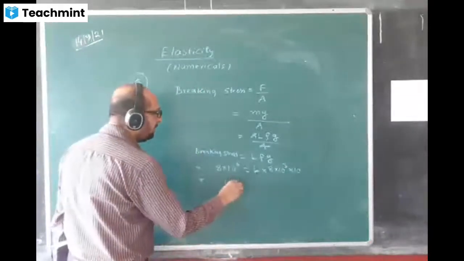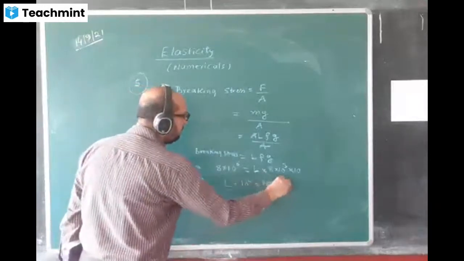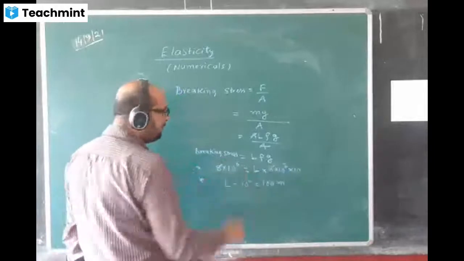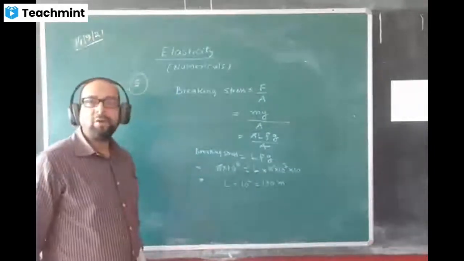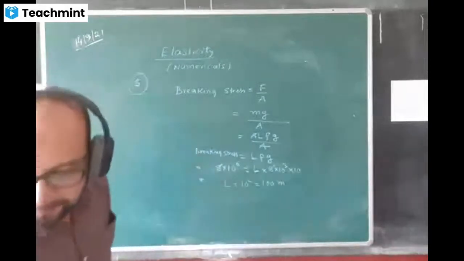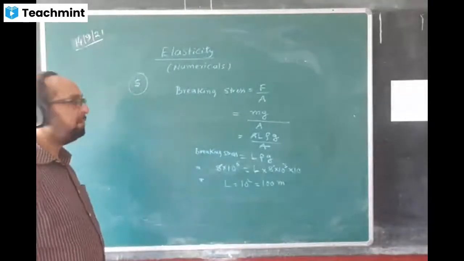Get the answer. I think answer will come 10 to the power of 2, that is 100 meters. 8 and 8 cancelled. 10 to the power of 3 and 10 to the power of 4 and this. 10 square is left over. 10 square means 100. 10 square answer is 100.